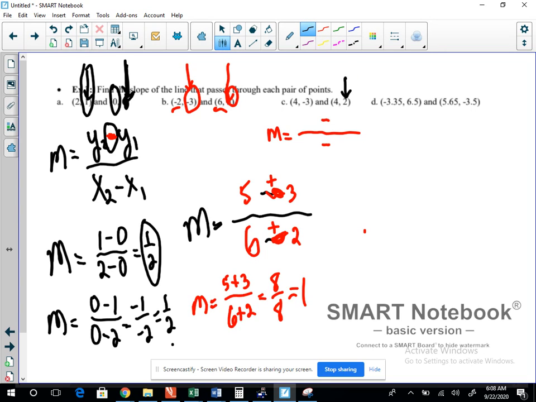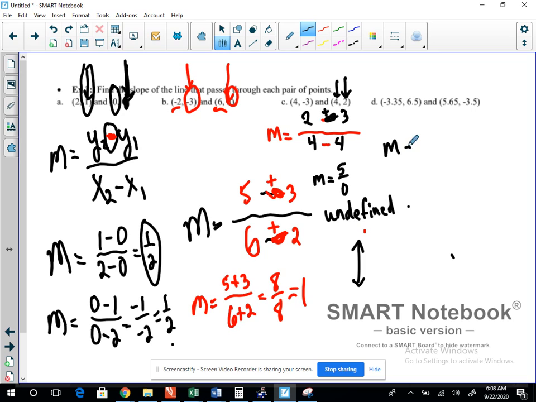So in this top, I would take 2 and subtract negative 3. And then since I started with that 2, I start with this 4 and subtract 4. And this one should get 2 plus 3, which is 5, over 0. And you can't divide by 0, so this one is what we call undefined. This would be a vertical line. You can't walk on it.